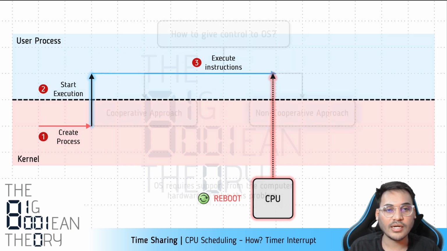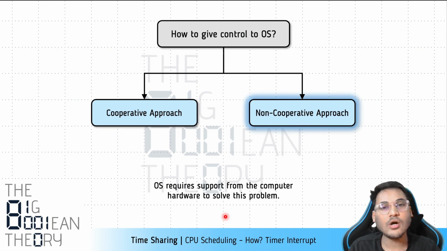The other approach is the non-cooperative approach. Here, the operating system would require support from the computer hardware, right? The operating system alone cannot solve this problem. It needs help, and it needs help from the computer hardware. So there will be some kind of hardware support. That is what we'll study in this video, that is the timer interrupt.